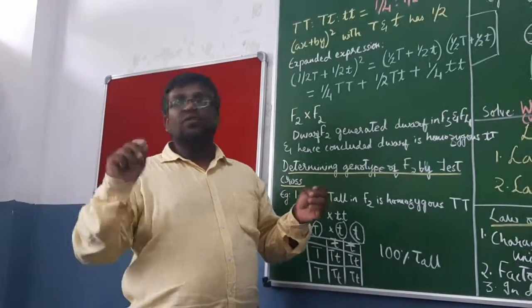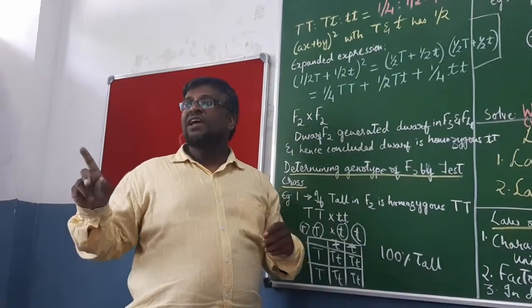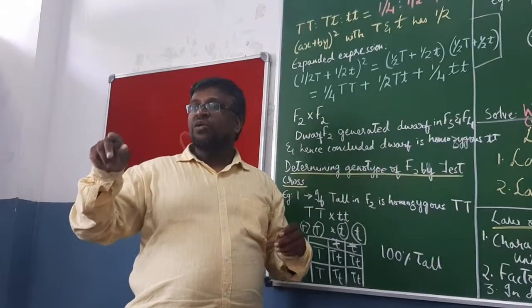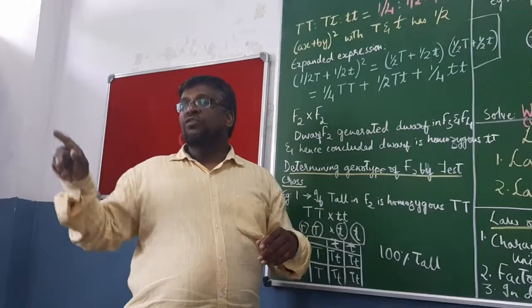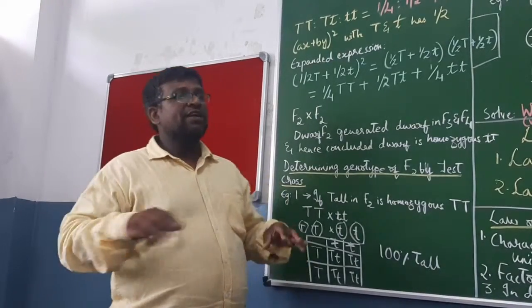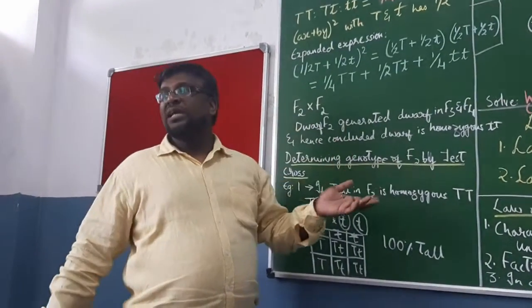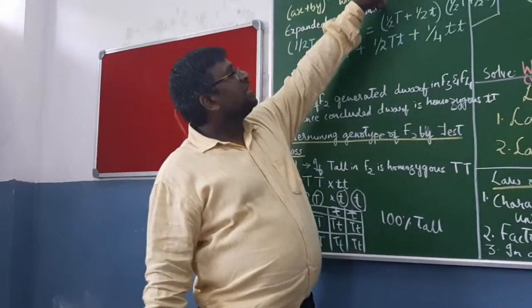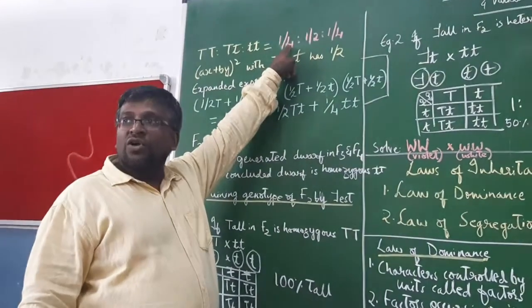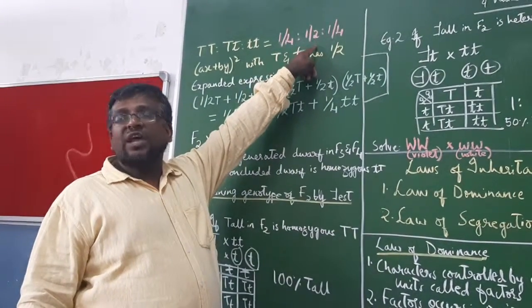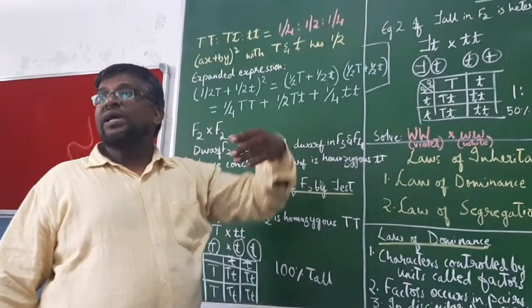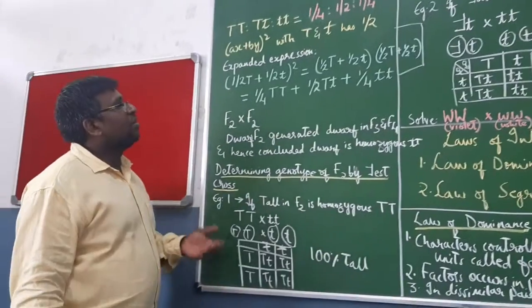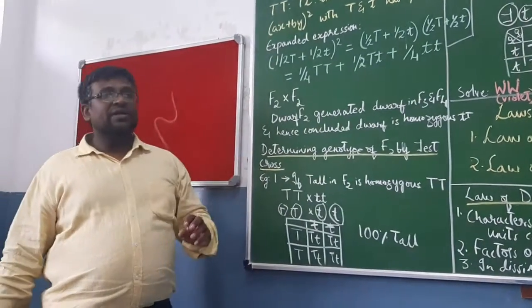They have not given it as 1:2:1. Instead they have given it as 1 out of 4 is to half is to 1 out of 4. So they have given, out of the total individuals, how many that is. You can also write it as 25% tall, 50% heterozygous tall, 25% dwarf. So you can also write it in percentage. Okay, this is the equation.